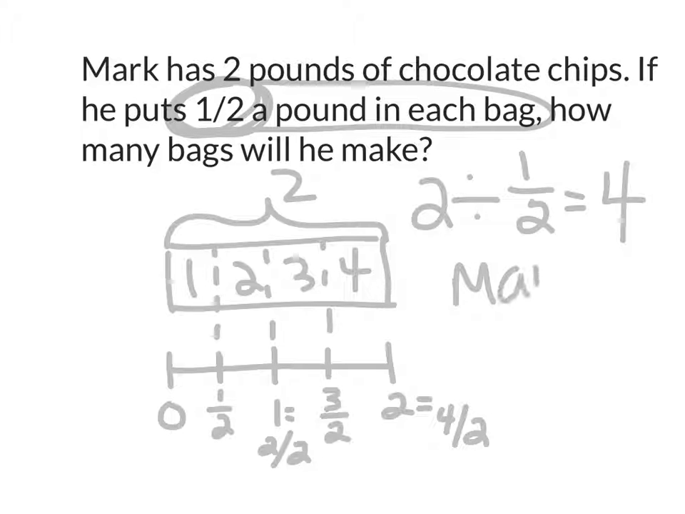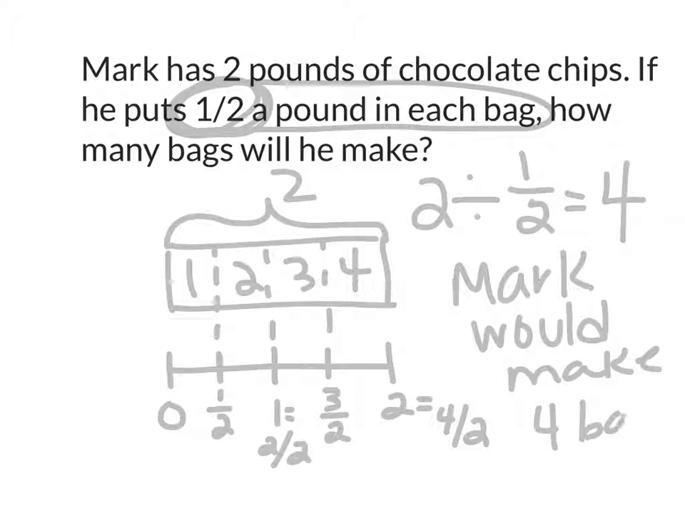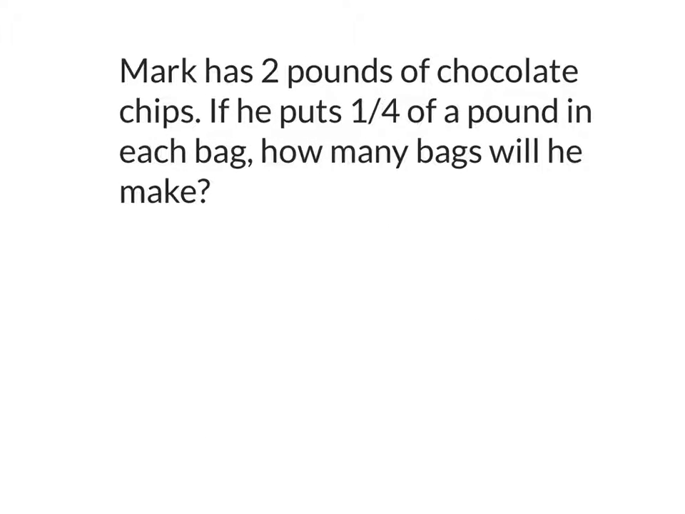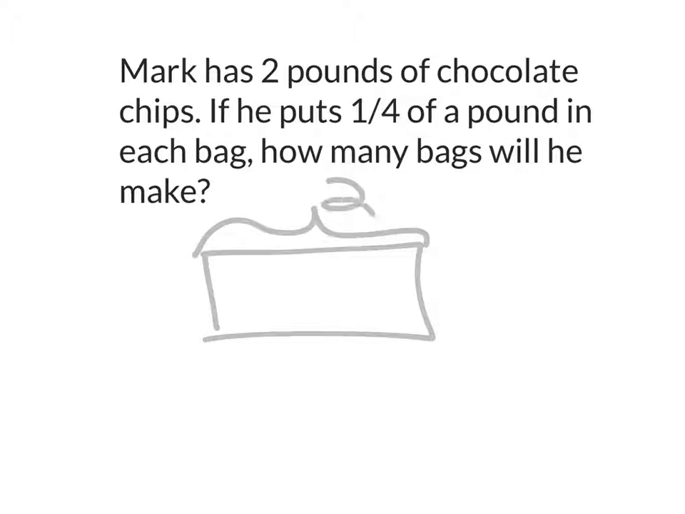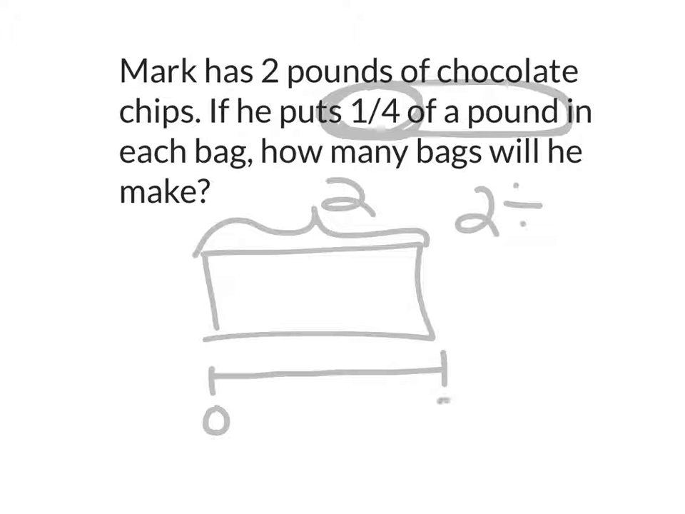So here, Mark would make 4 bags. Again, where we go. All right, Mark still has 2 pounds of chocolate chips. Let's represent that with our tape diagram. If he puts 1/4 pound in each bag, how many bags will he make? So now we're dealing with the 2 whole pounds of chocolate chips and our number line that starts at 0 and ends at 2.